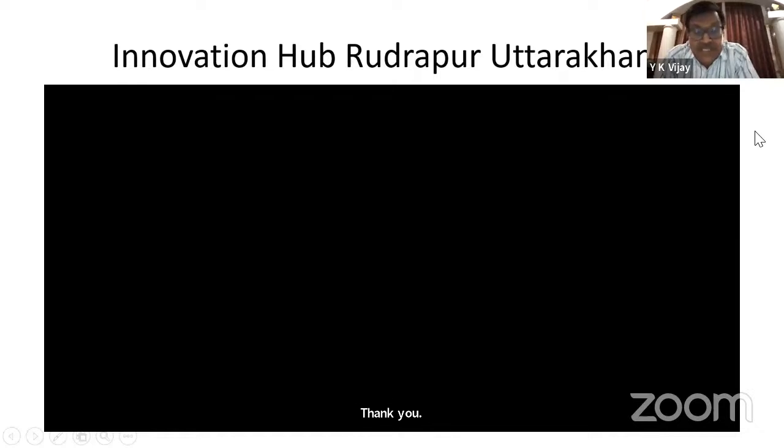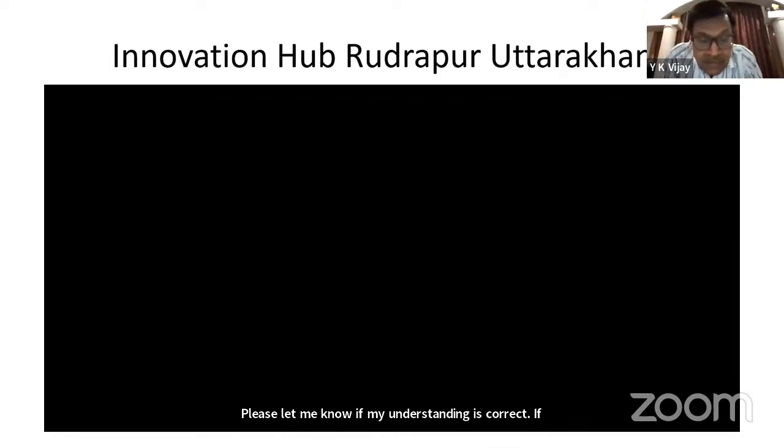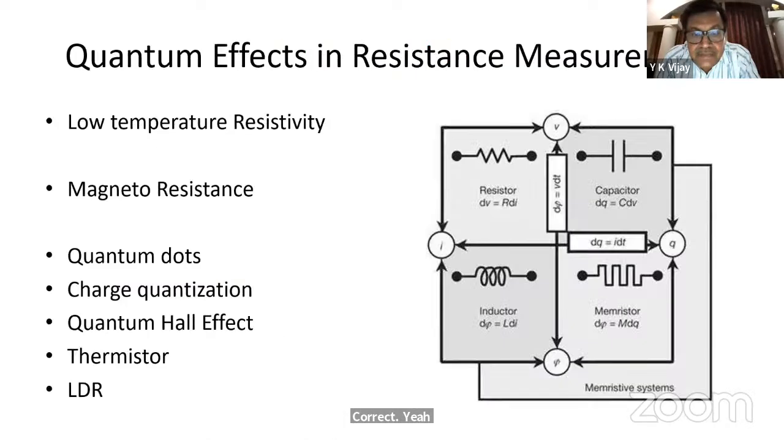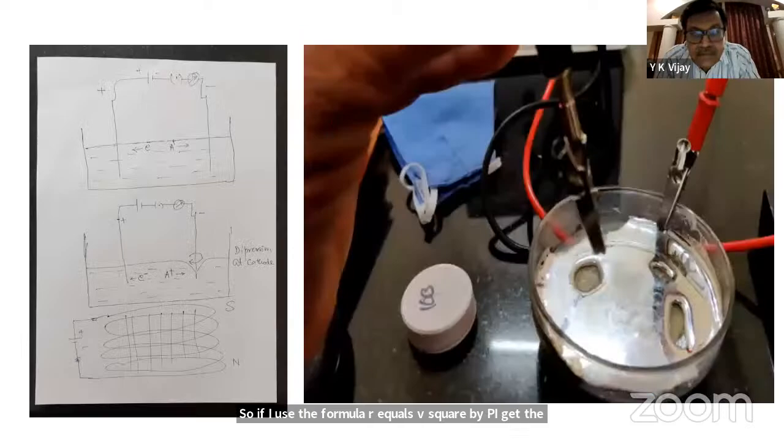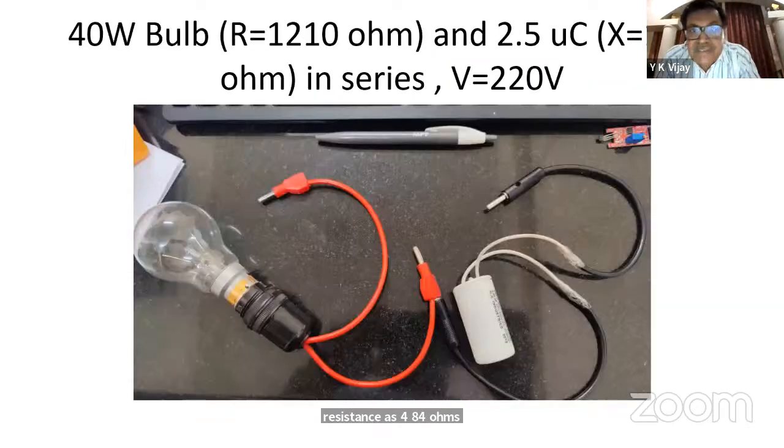Excuse me, sir. I have a question. Sir, when we buy a bulb which is rated as 220 volts, 100 watts, please let me know if my understanding is correct. If this 220-volt, 100-watt bulb is connected to a 220-volt AC supply alone, then it gives out a power of 100 watts. Correct. So if I use the formula R equals V squared by P, I get the resistance as 484 ohms. Very correct.